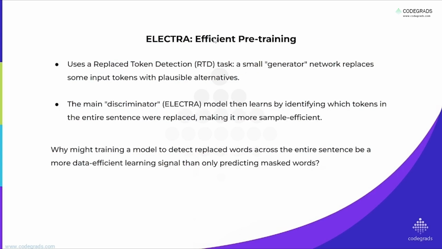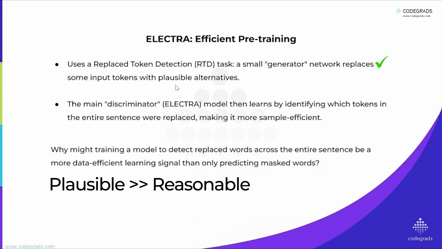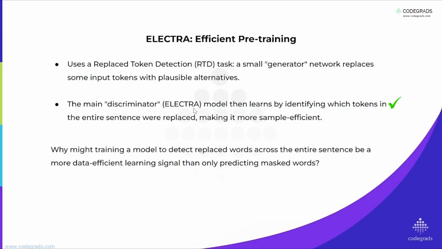Now we have ELECTRA, which is introduced by Google, and it is efficient pre-training. It uses a replaced token detection (RTD) task where a small generator network replaces some input tokens with plausible alternatives. It is a new training method and it replaces tokens instead of masking them. Previously, we were masking the tokens, but here we are not masking. We are trying to replace them, and by that, it can become more efficient and learn faster. Now, the main discriminator ELECTRA model then learns by identifying which tokens in the input were replaced, making it more sample efficient.